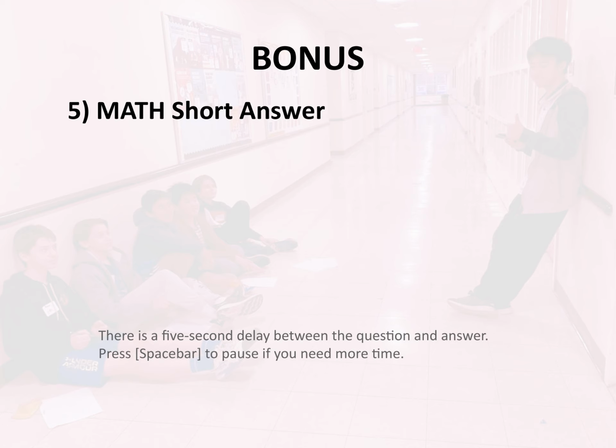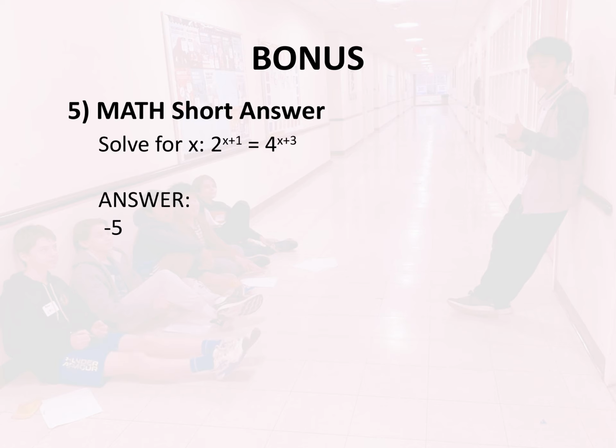Bonus 5. Math. Short answer. Solve for x: 2 raised to the quantity x plus 1 equals 4 raised to the quantity x plus 3. Answer. -5.